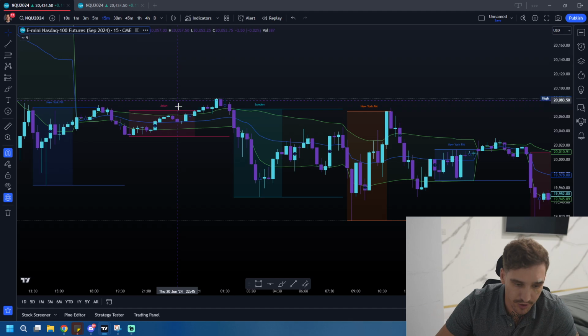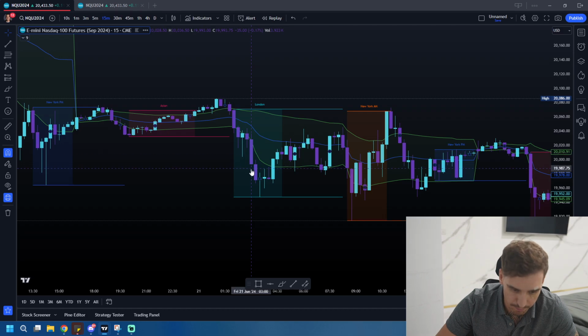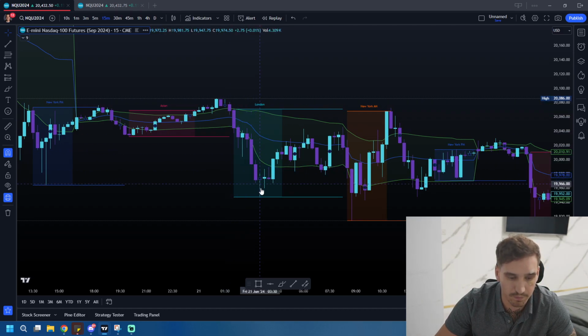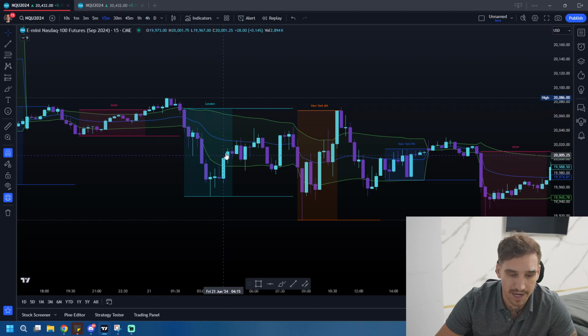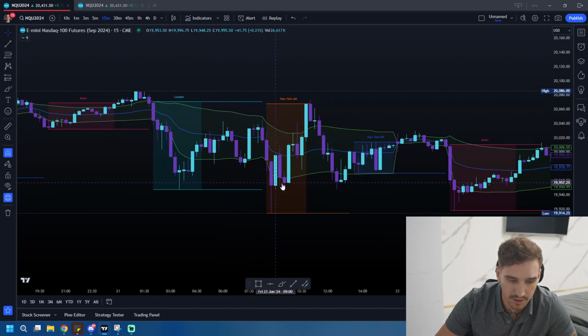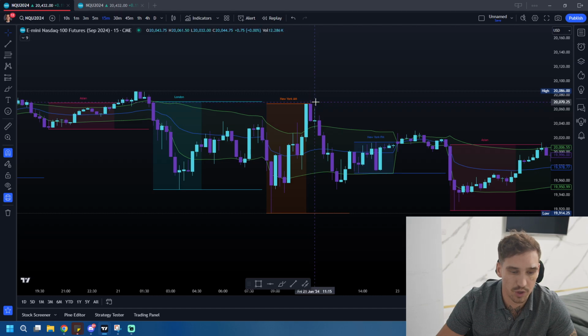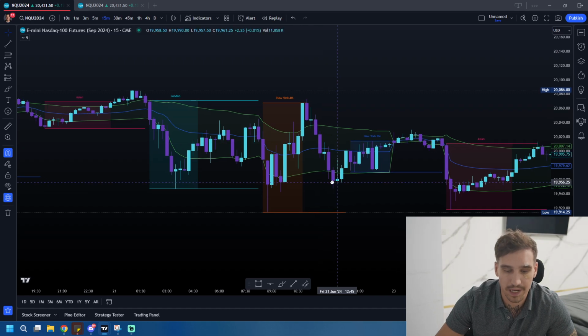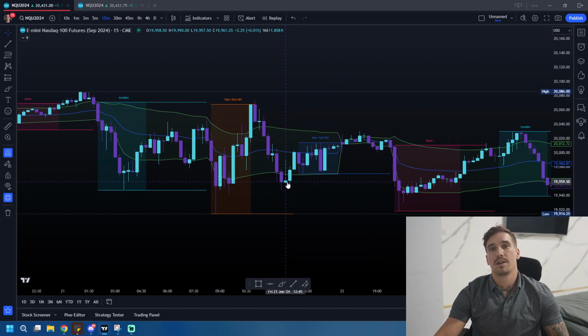Asia, just pure accumulation, barely ran up. Manipulation, boom, straight in London. Boom, dumped off a cliff. Back into accumulation. New York, distribution back to try to break the London high. Couldn't do it, fell back down, which is the next lesson.